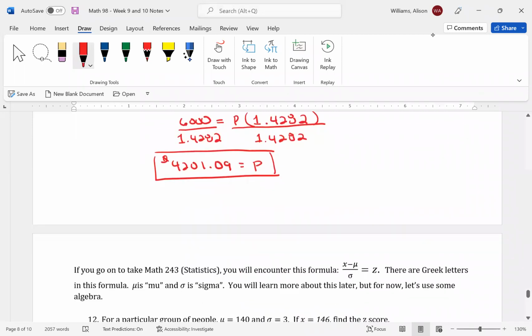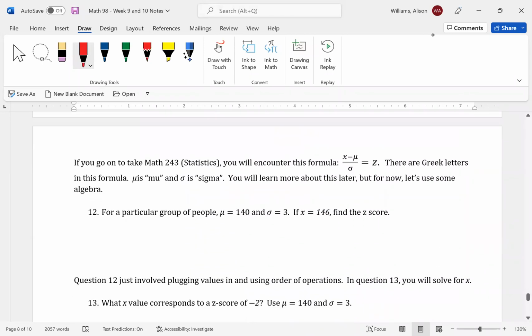Okay. So if you do eventually take Math 243, which is statistics, and actually, I think you may even see it in Math 105 in some classes, depending on if they cover that. There is a formula you're going to see called the Z-score formula. So this is called the Z-score. And it's used to talk about probability.